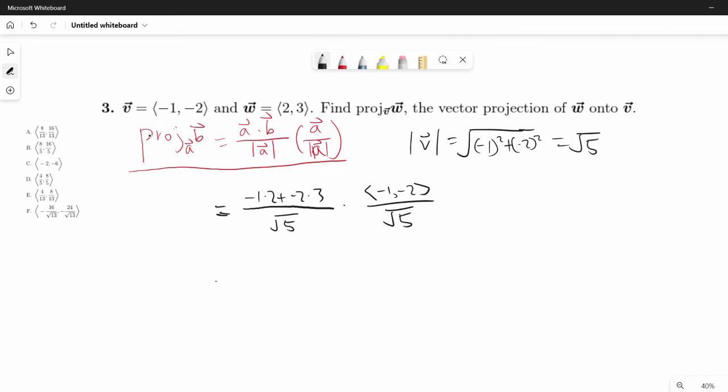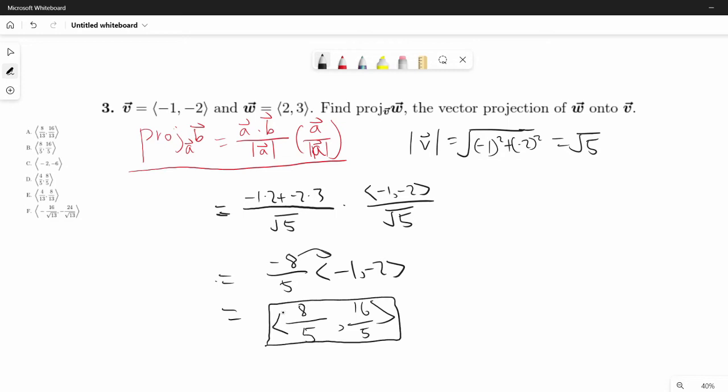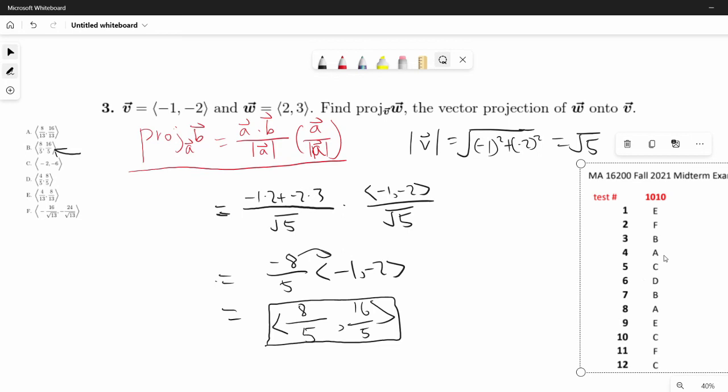Here, root 5 times root 5 makes 5, and this is -2 minus 6. We'll have -8 over 5 of -1, -2. Just multiply this in. Actually that should be positive. And that will be our projection. So look at our answer choices here. It'll be choice B. So for question 3, B will be the correct answer.